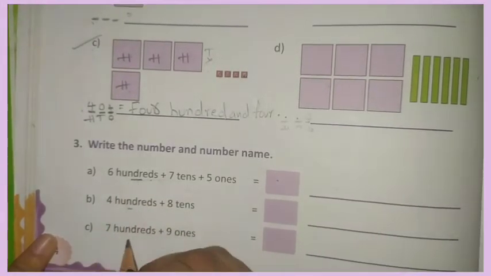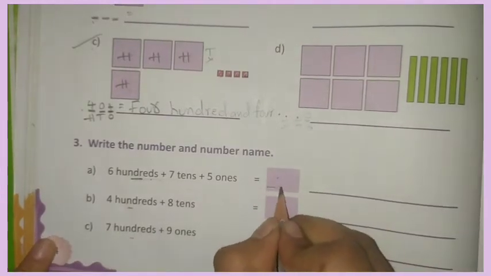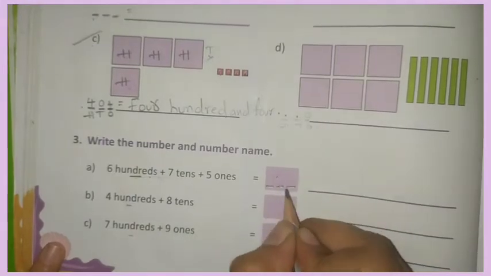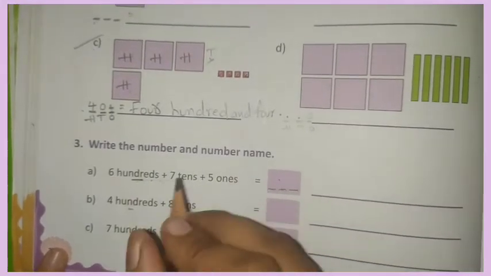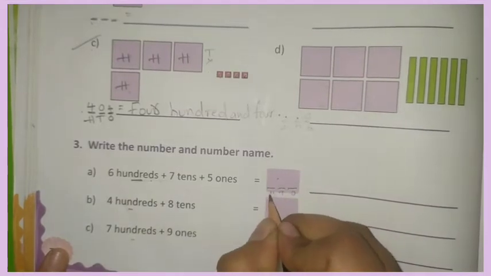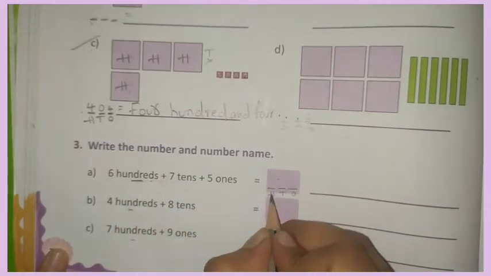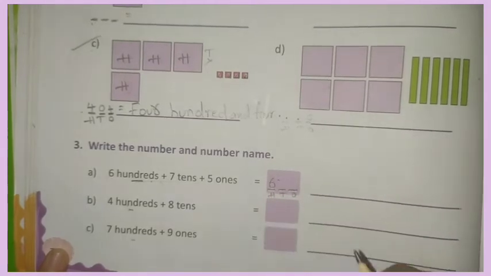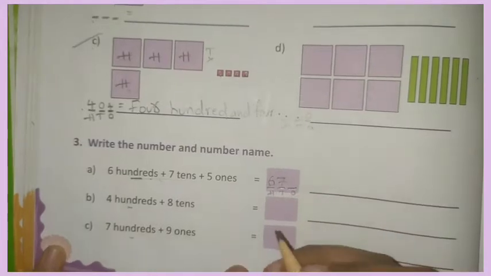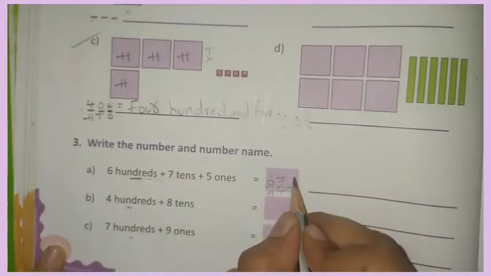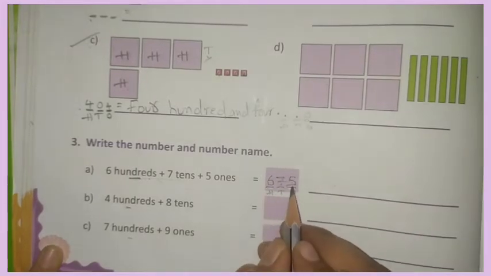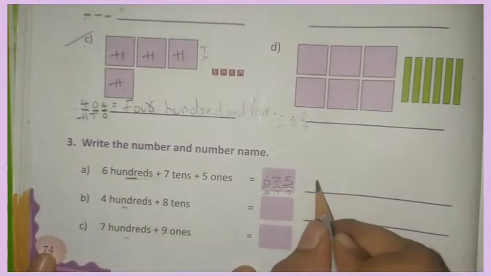Hundreds given means it is 3-digit number. If they give hundreds, it is a 3-digit number. Okay, now 6 hundreds. This is ones, tens, hundreds. 6 hundreds, so at hundreds place you have to write 6. 7 tens, at tens place you have to write 7. And 5 ones, at ones place you have to write 5. Therefore we got 675. You have to write number name here.